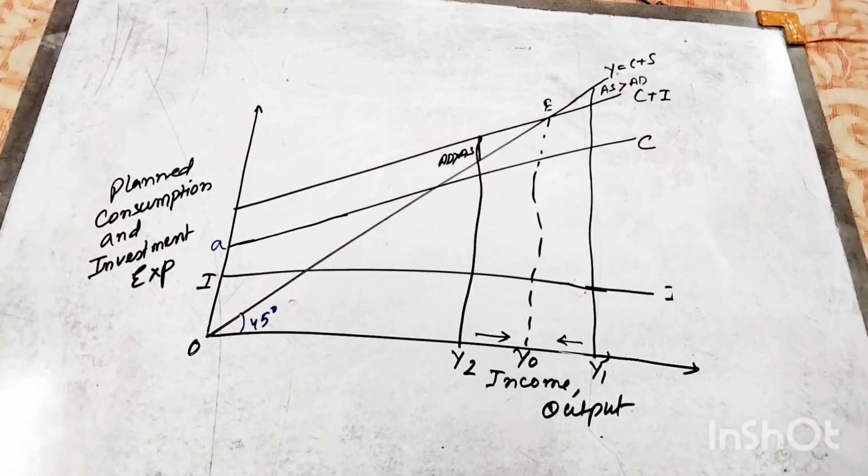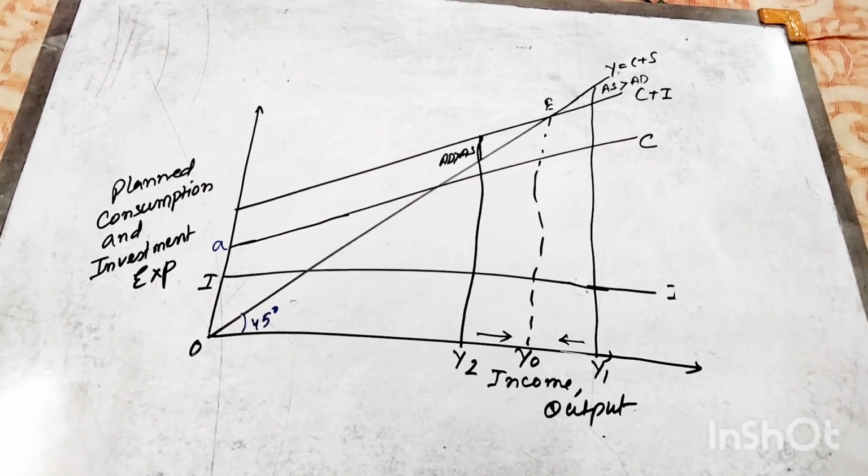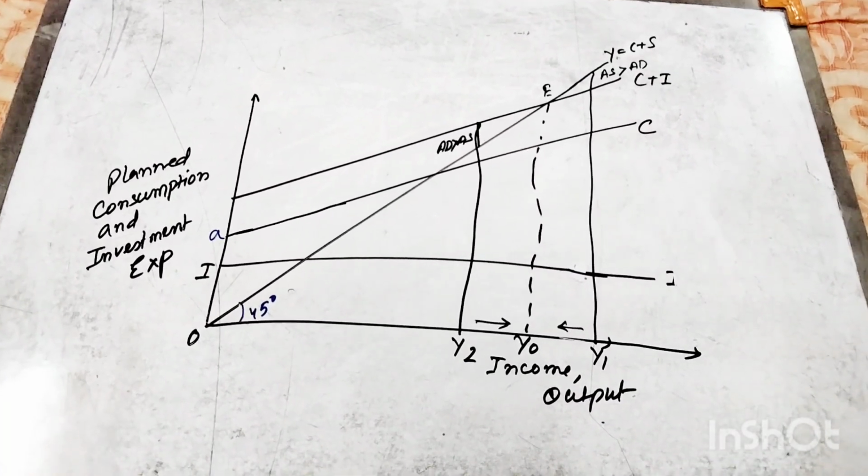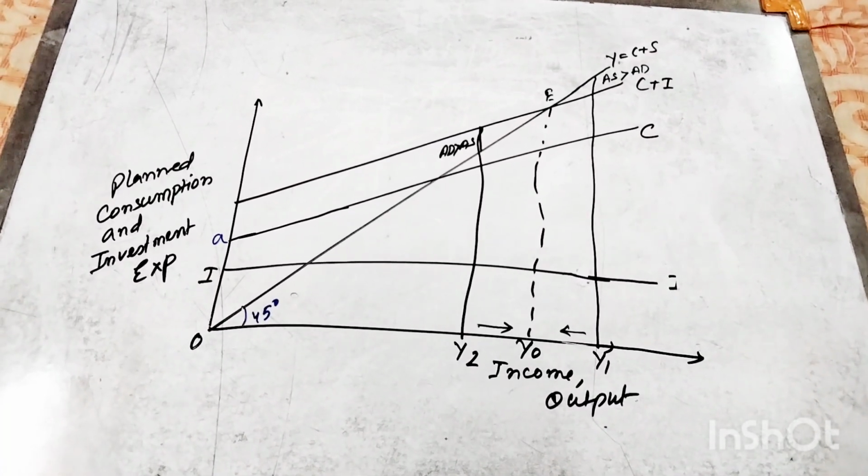Today, level of income and output is determined with the help of the aggregate demand and aggregate supply approach. In the next class, we are going to discuss the saving investment approach, that means how the equilibrium level of income and output is determined by this saving and investment approach.